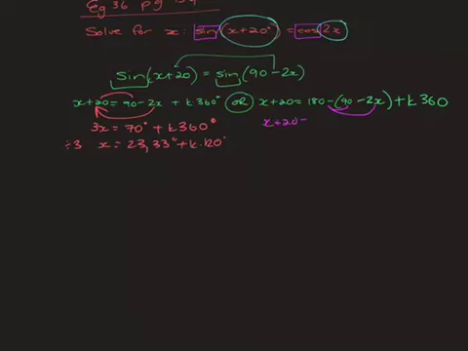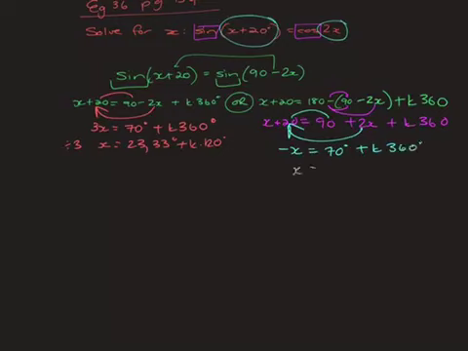So x plus 20 equals 180 minus 90 is 90, plus a 2x. So we're going to bring the 2x across. It's going to become negative x equals 70 degrees plus k 360 degrees. And then x is going to be negative 70 still plus k 360. You can put a minus k 360, it really makes no difference. But it's a perfectly fine rule that you can keep it always as plus k 360. Can tell us somewhere that k is an element of integers.